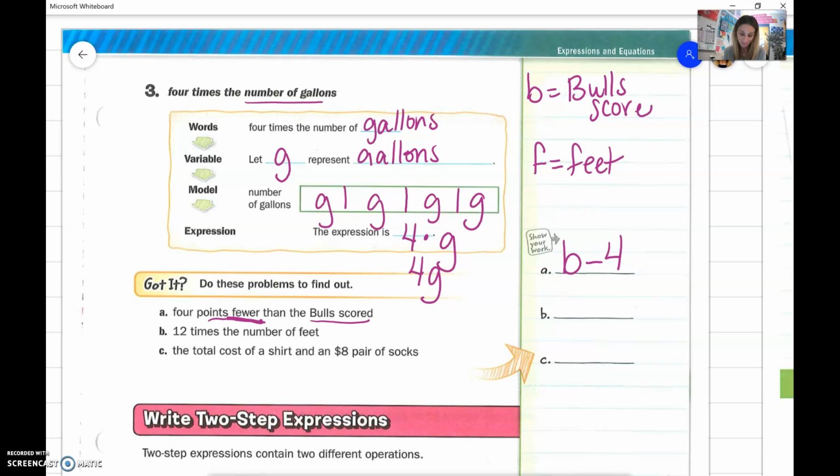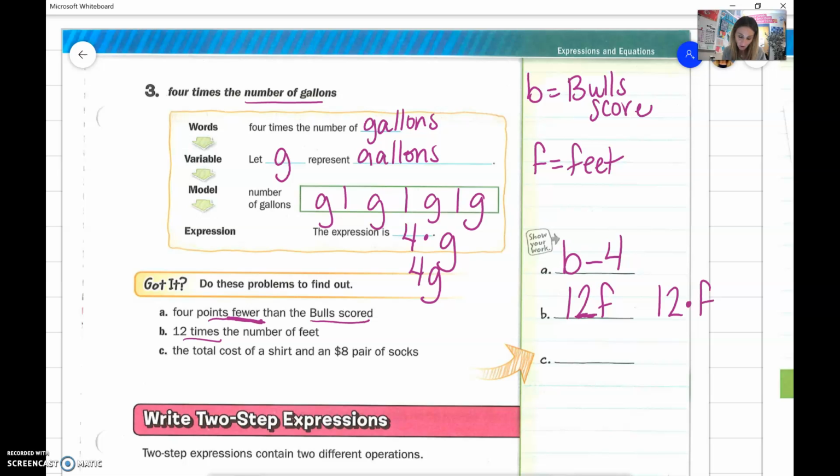So 12 times the number of feet. So we said that the F is going to represent feet. So here we go. 12 times. Remember that I want it to be G. I need it to be F. We want that number and that letter together. Again, you could write it like this if we were to solve it out. But since we're talking about 12 times and we're showing the expression, just write it as 12F.